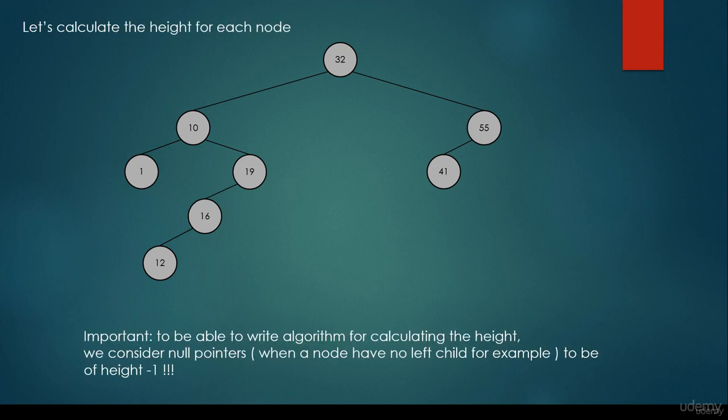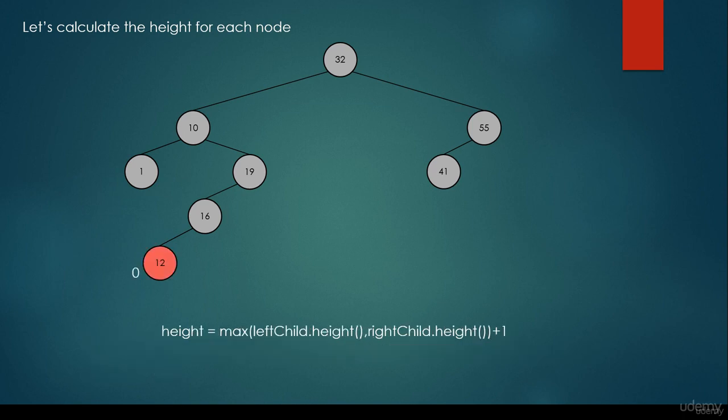Okay, it's important that to be able to write the algorithm for calculating the height, we consider null pointers, so when a node has no left child, for example, to be of height -1. This is what we discussed in the previous video, but it's quite important, so that's why I repeat myself. So for example this 12 has the height parameter 0 because this is a leaf node.